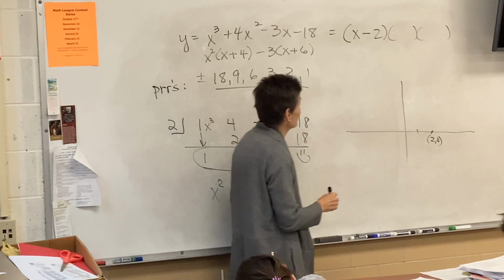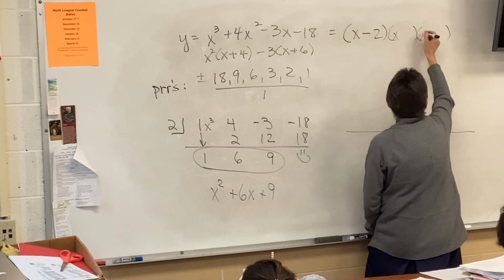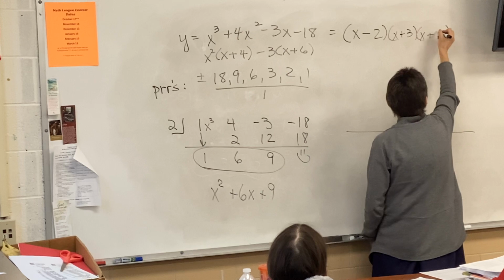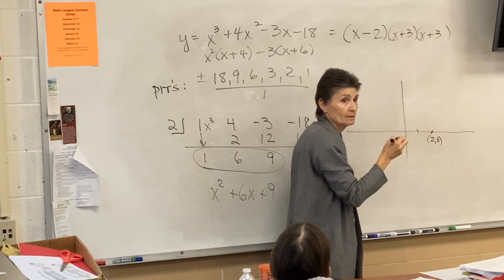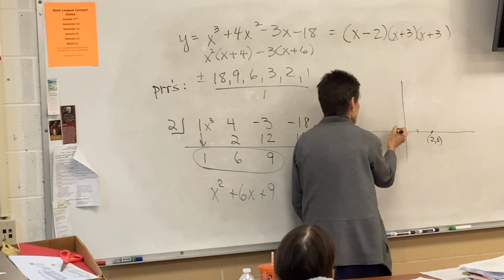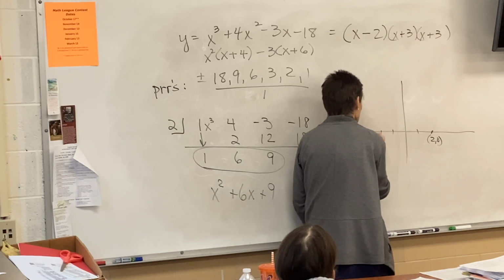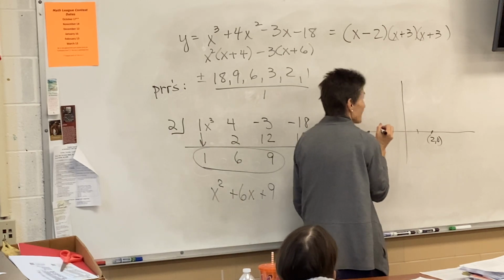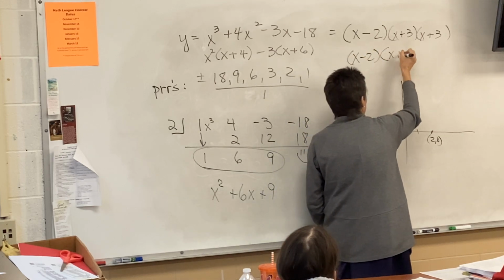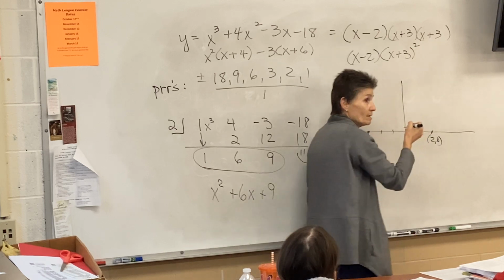How does that factor? x plus 3, x plus 3. Okay, wait a second. I gotta think about what that means now for a second. That is x minus 2 times x plus 3 squared.